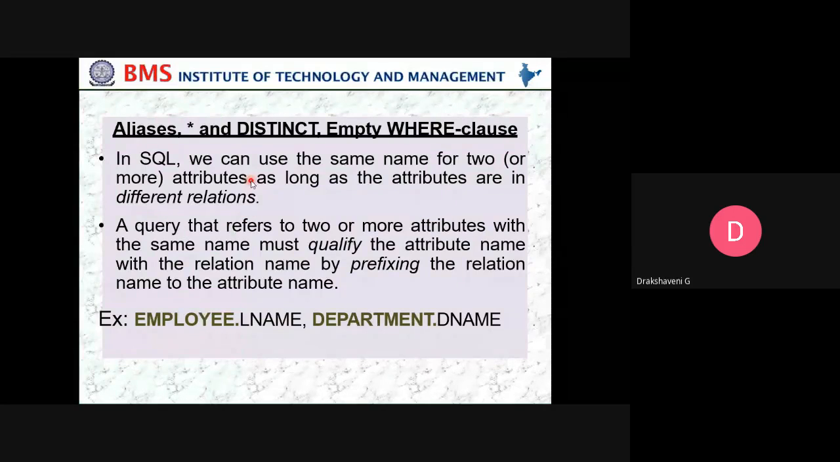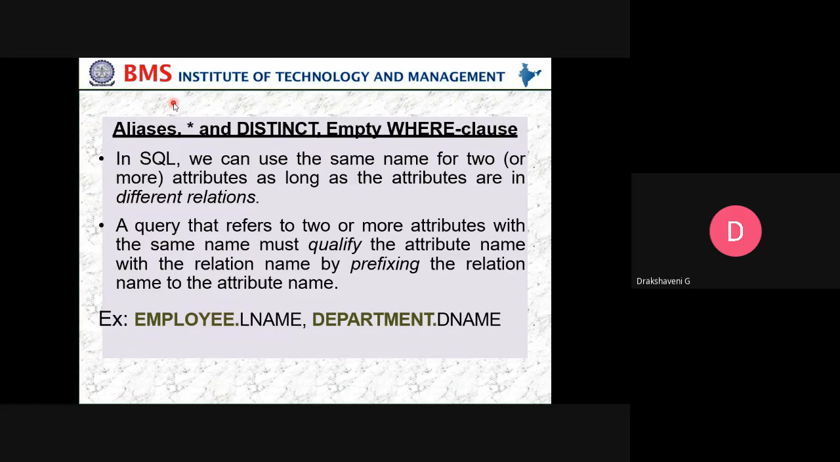So now we use an alias. Why do we use an alias? Now you have your name. In your register, you may have some name, but at home, your parents may be calling you by your pet names.